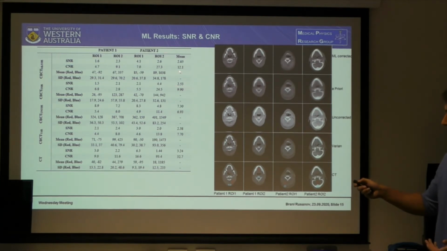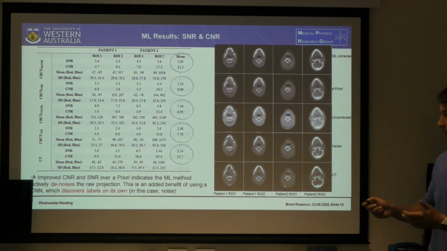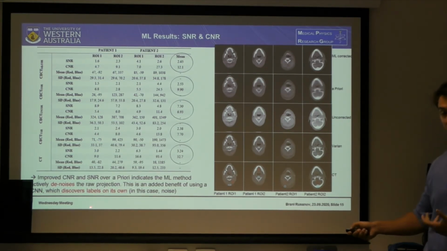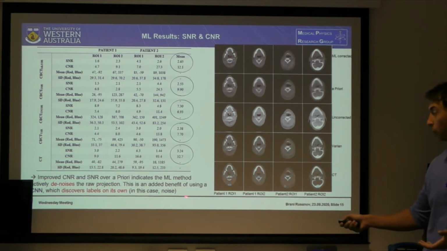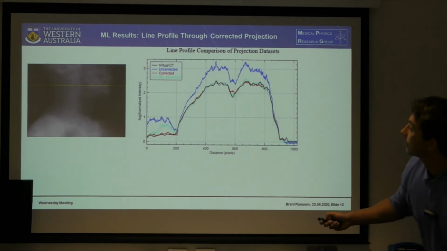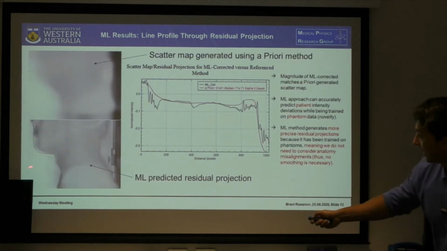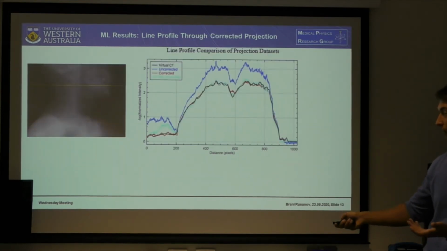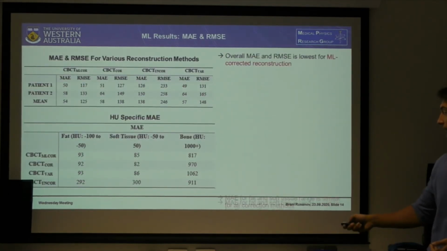But if we notice, the machine learning method is improved even over the a priori method. So what I actually found out was that not only does the machine learning method correct for intensity deviations, it also manages to denoise the raw projections. And this is an added benefit of using a convolutional neural network, which actually discovers labels on its own. And the label that in this case was discovered was the noise. And if I go back very quickly, you can't really see it here, but if you look at the air region, there's little dots everywhere which correspond to the noise. So obviously the neural network is correcting for that noise, which isn't present in the virtual CT projections.